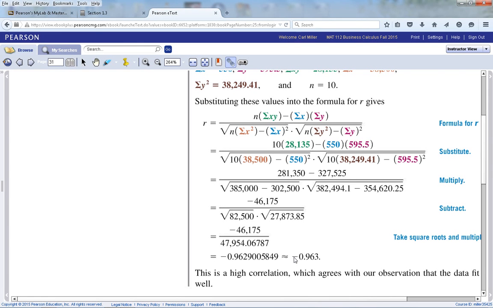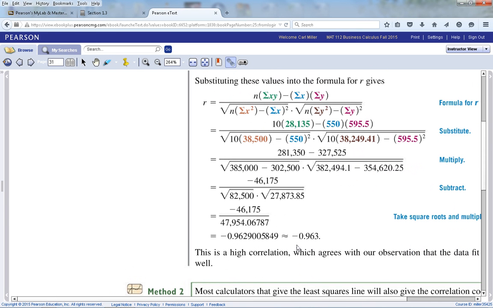So what that means is that as x gets bigger, y gets smaller. And that was definitely the pattern that we saw in the graph of the data points when we were looking at this back on page 26. So that's an example of how you can use the correlation coefficient to gauge how strong of a linear pattern exists in your data set.